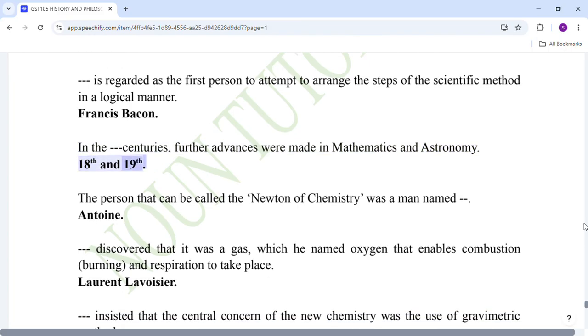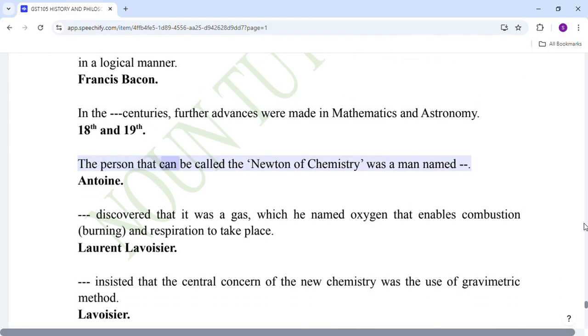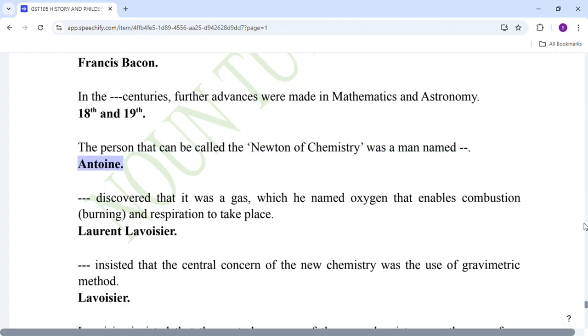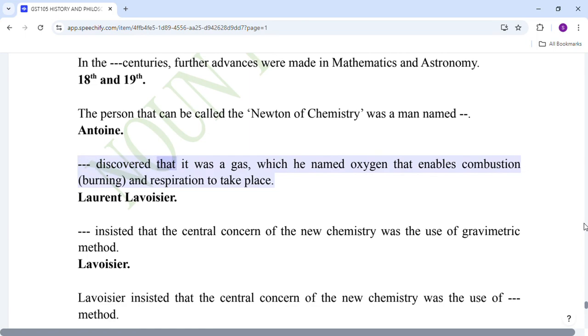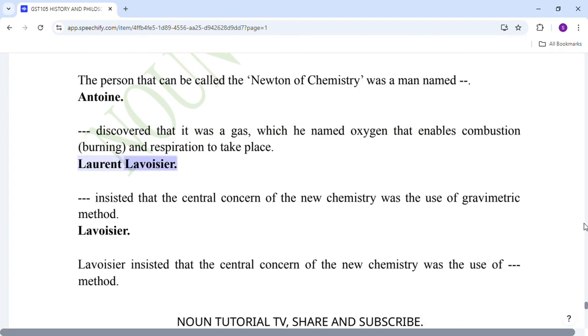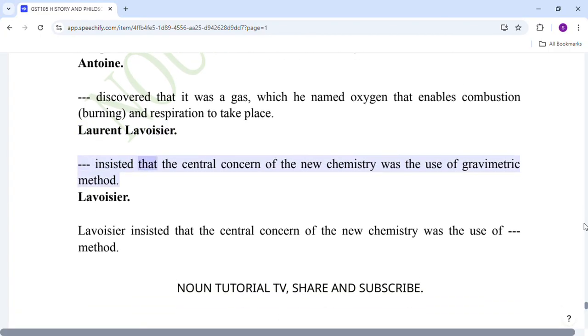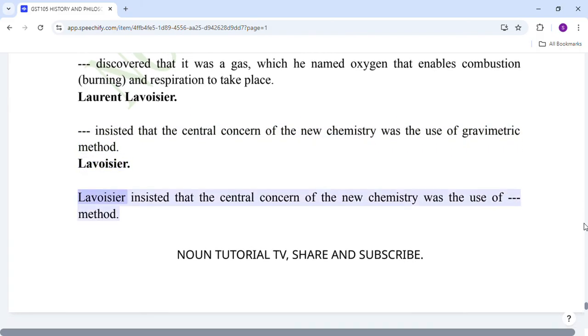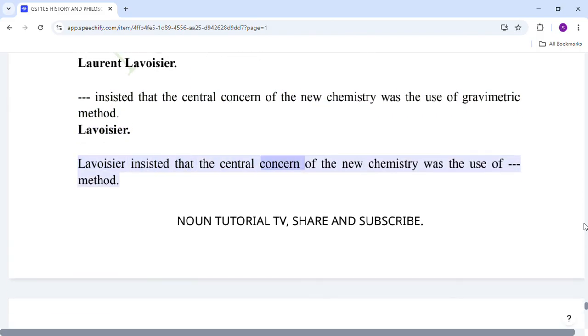In the 18th and 19th centuries, the person that can be called the Newton of chemistry was a man named Antoine Laurent Lavoisier. Lavoisier discovered that it was a gas, which he named oxygen, that enables combustion, burning, and respiration to take place. Lavoisier insisted that the central concern of the new chemistry was the use of gravimetric method.